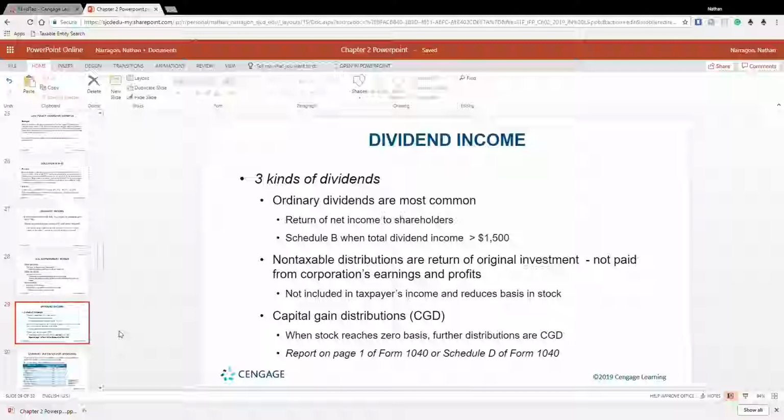Any further distributions are known as capital gains distributions, and they get reported on basically page 1 of the Form 1040 or Schedule D. We tend to put these on Schedule D more often because they're capital gains. So you will see this probably on Schedule D, and we'll get into that also when we hit Schedule D with capital gains and basis. I think in Chapter 8, but we'll get into that as we go.